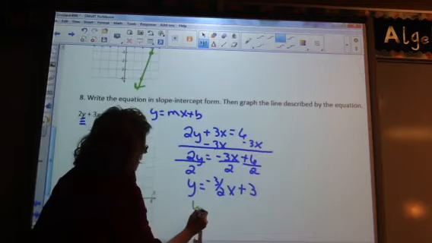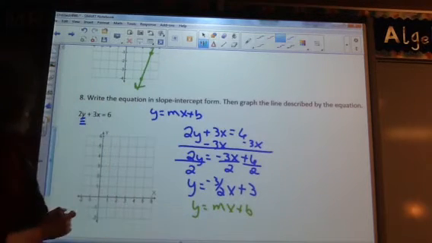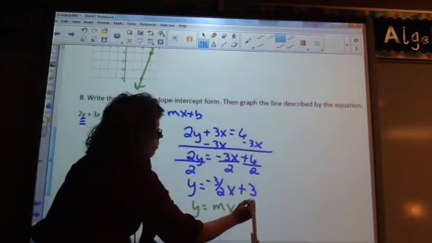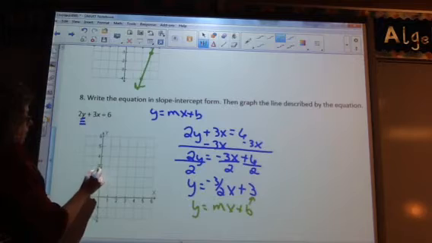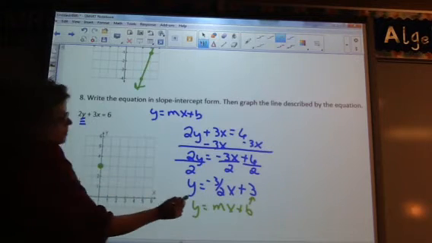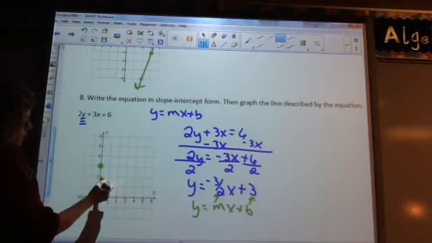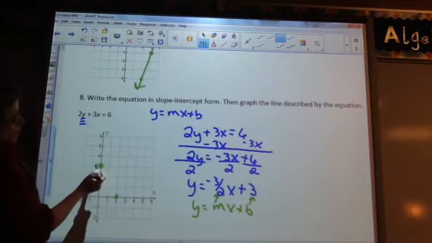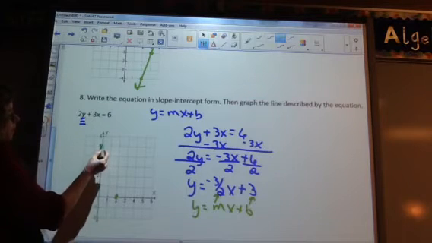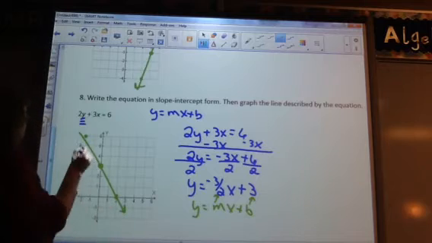Now, I can identify my slope and my y-intercept. We start with the y-intercept. Y-intercept is your b, which is 3. So at +3, I make my first point. And then my slope is down 3, right 2. Or I could go up 3, left 2. And there's my line.